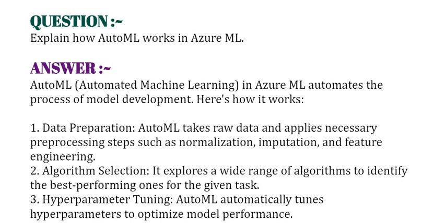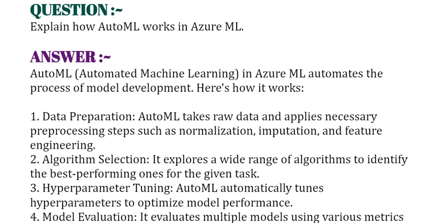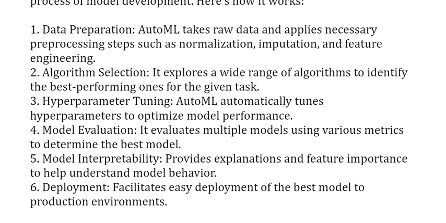Algorithm selection. It explores a wide range of algorithms to identify the best performing ones for the given task. Hyperparameter tuning. AutoML automatically tunes hyperparameters to optimize model performance. Model evaluation. It evaluates multiple models using various metrics to determine the best model. Model interpretability provides explanations and feature importance to help understand the model behavior. Deployment facilitates easy deployment of the best model to production environments.